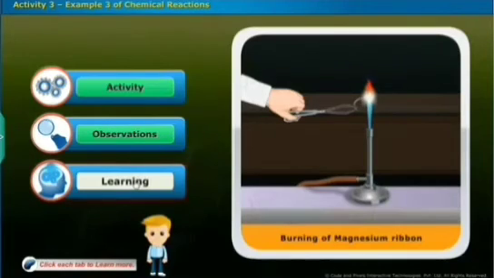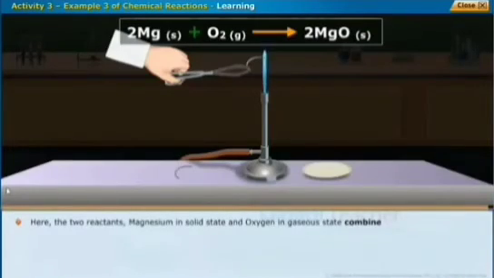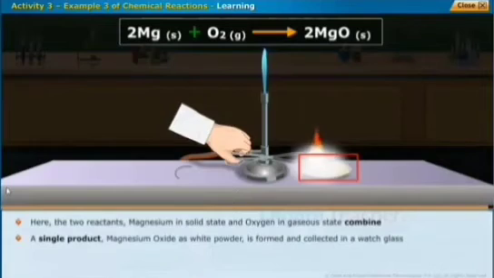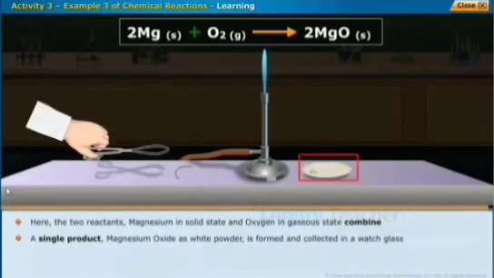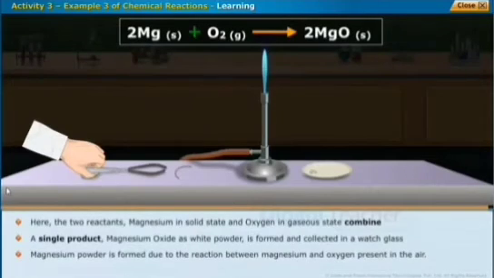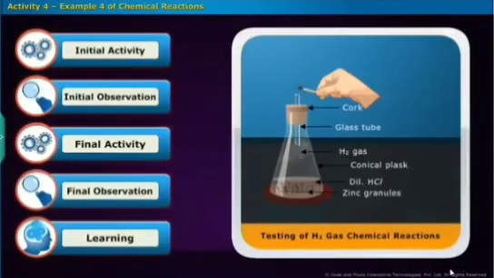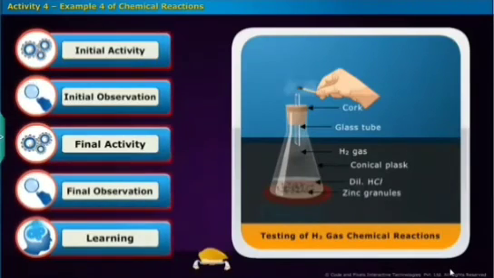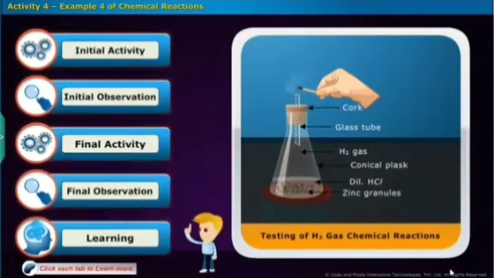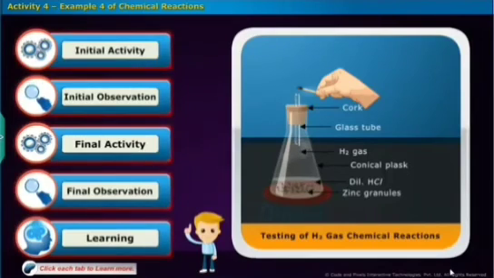What do we learn from this? Here the two reactants, magnesium in solid state and oxygen in gaseous state, combine. A single product, magnesium oxide as white powder, is formed and collected in a watch glass. Magnesium oxide is formed due to the reaction between magnesium and oxygen present in the air. Now, let us do another activity to learn about chemical reactions. Click each tab to learn more. The coming activity shows the evolution of a gas.